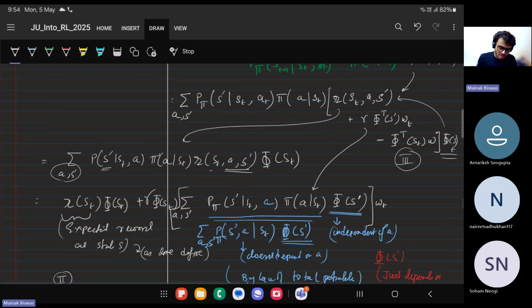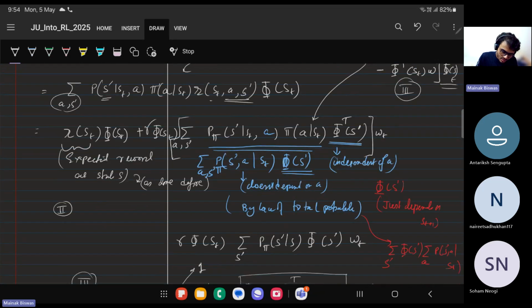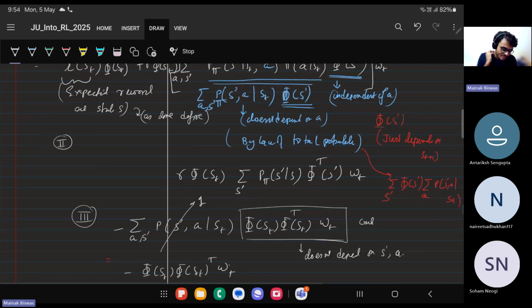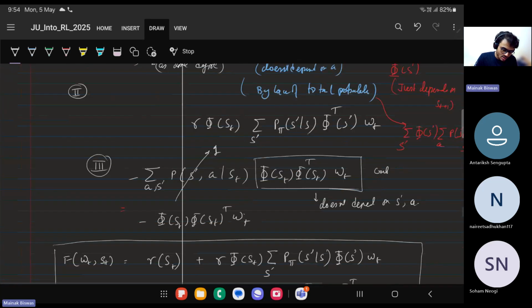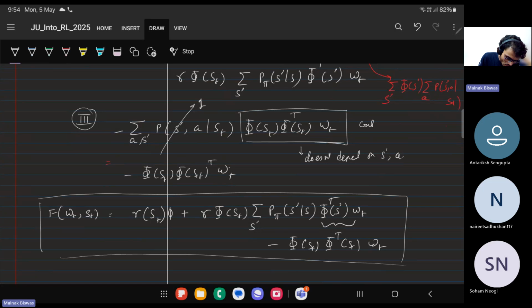And I made another small mistake. I did not put a transpose over here. Sorry for that. There would be a dimensionality mismatch if I don't put the transpose. So this becomes a transpose w_t because it's a scalar again. It has to be a scalar, right? And this has to be phi of s_t.